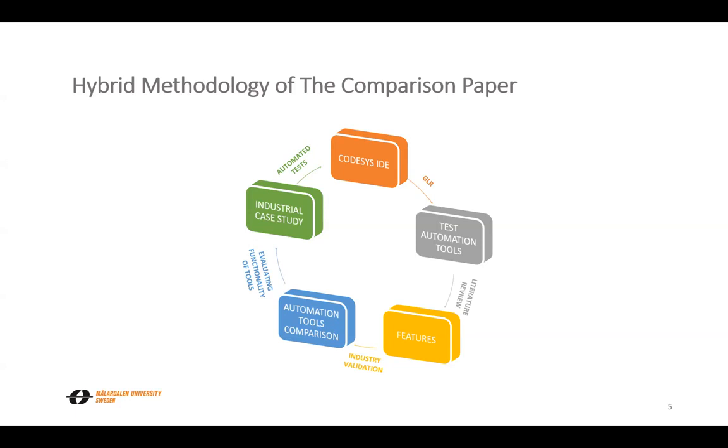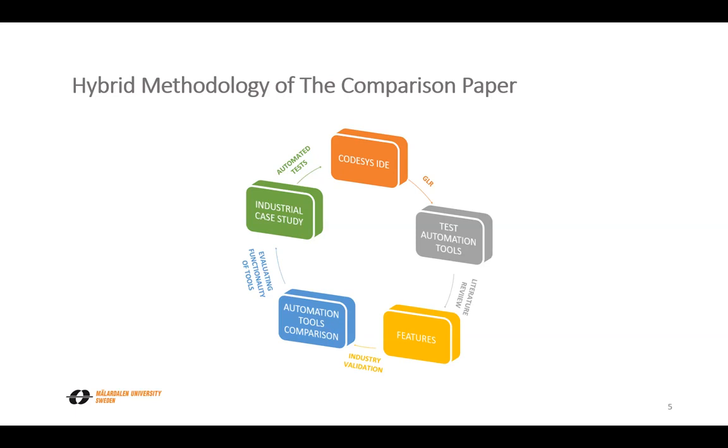After detecting the test automation tools of Codesys through GLR, we did a literature review to detect the important features of these test automation tools to be considered to make the comparison. After detecting these features and citing the source of extraction, we evaluated them by asking the engineers of ABB automation company to validate the important features. After gathering the final list of the important features, we conducted the tool comparison between these tools. And finally, we evaluated the functionality of these tools by applying them on an industrial case study provided to us by a famous automation company, which is ABB, the automation company of Sweden.